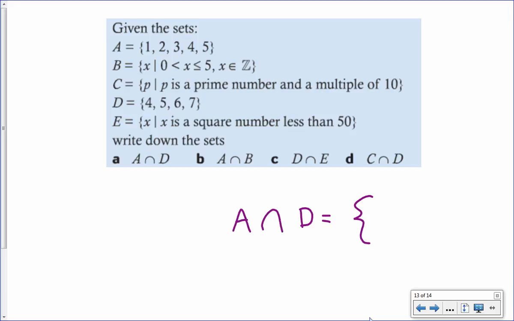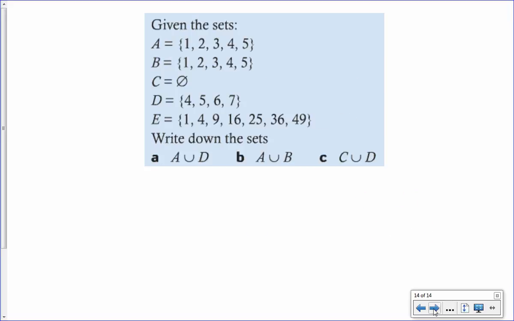So if you look at A and D, which are defined up above, you will see that the only numbers they have in common, the only elements they have in common, are 4 and 5. So that's how I'd want you to write the intersection set for A and D. I'm not going to go through all the other examples here. And this would be practicing some unions.